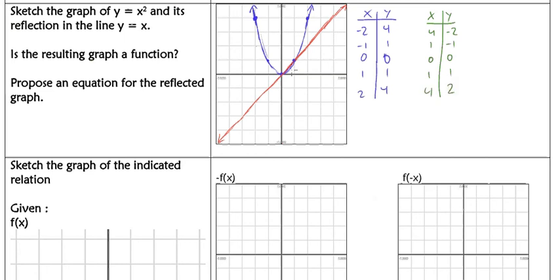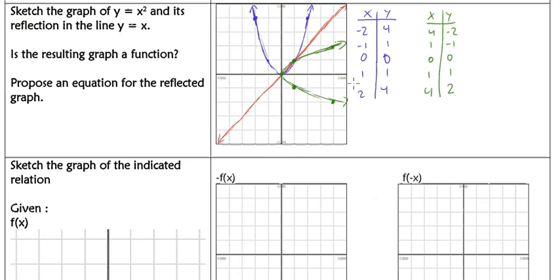So let's go ahead and plot those. 4, 2, there we are. 1, 1, 0, 0, 1, negative 1, and 4, negative 2. All right, and so it's a very similar shape. It's a parabola kind of turned on its side, opening to the right. And we now have our graph as it's been reflected over the y equals x line.